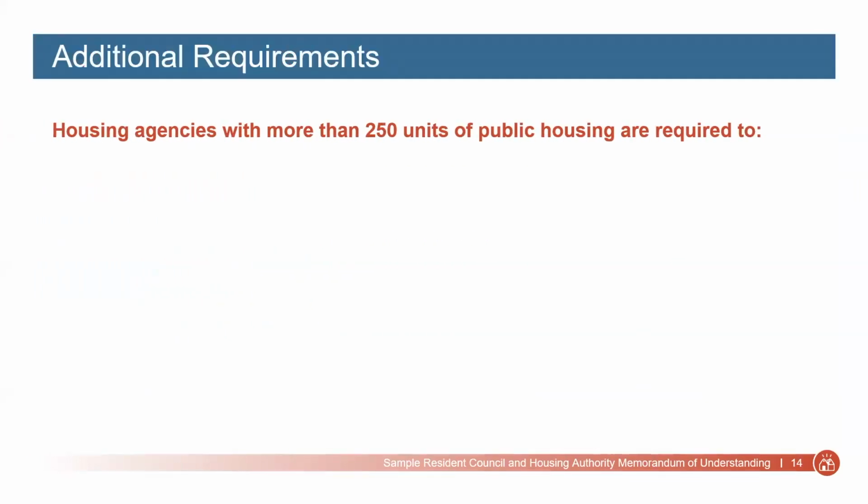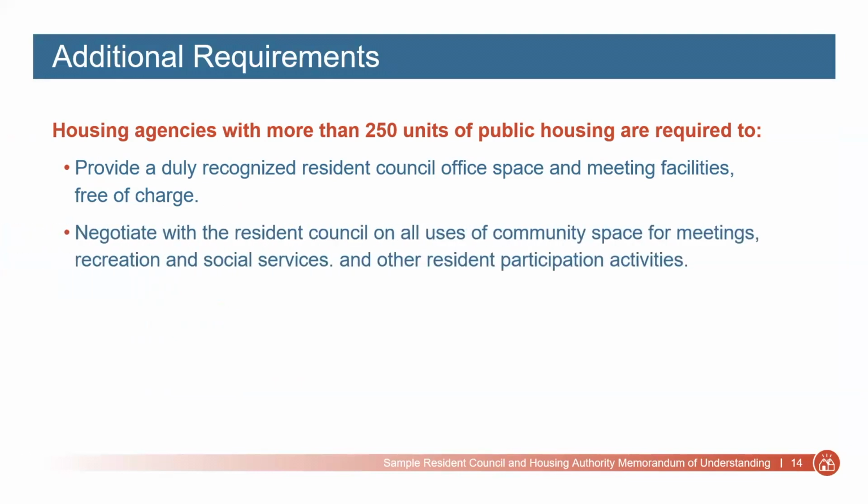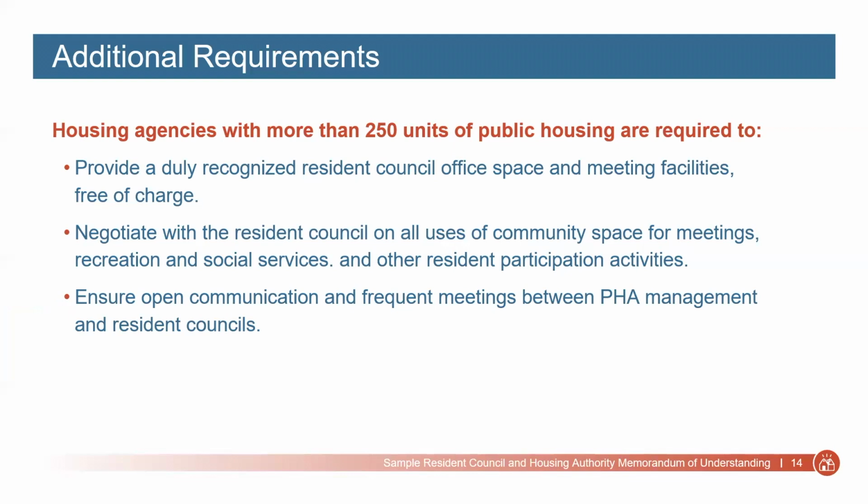Additionally, among other requirements, housing agencies with more than 250 units of public housing are required to provide a duly recognized resident council office space and meeting facilities, free of charge, preferably within the property it represents. They must negotiate with the resident council on all uses of community space for meetings, recreation and social services, and other resident participation activities if requested. They must ensure open communication and frequent meetings between PHA management and resident councils, and encourage the formation of joint PHA management resident committees to work on issues and planning.